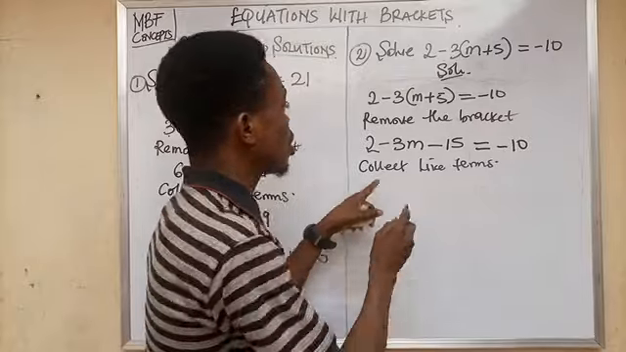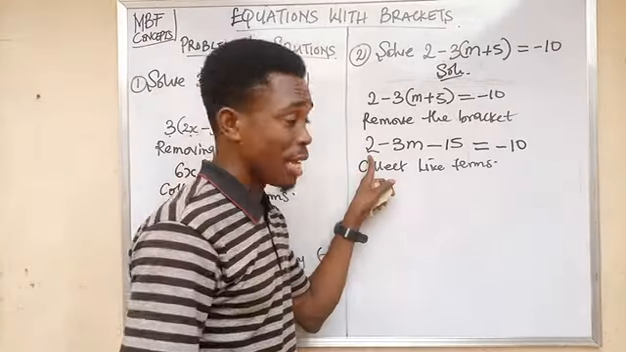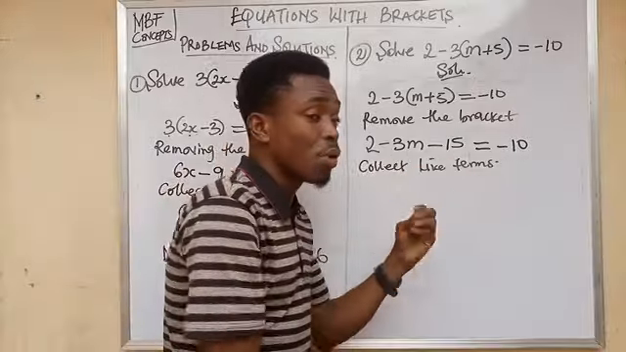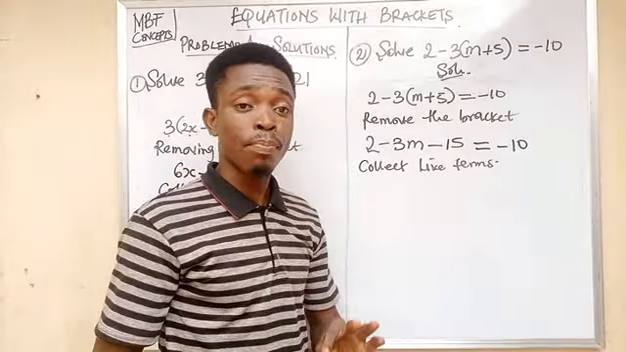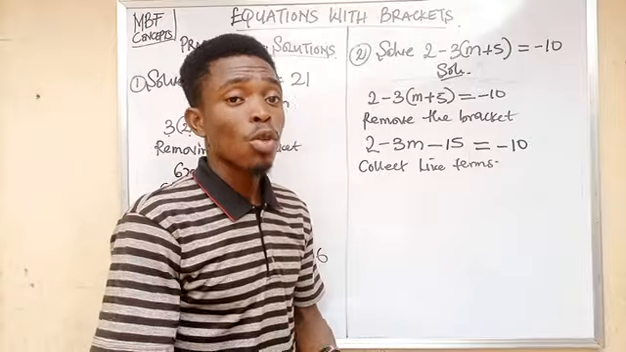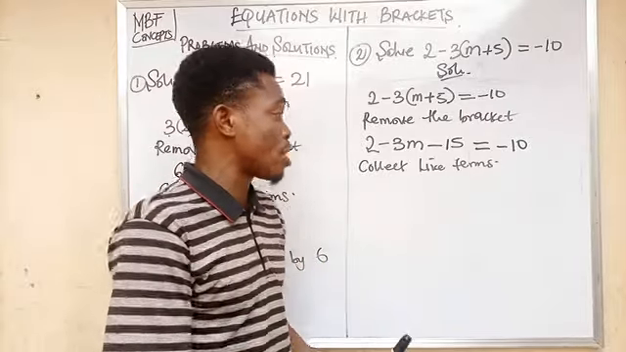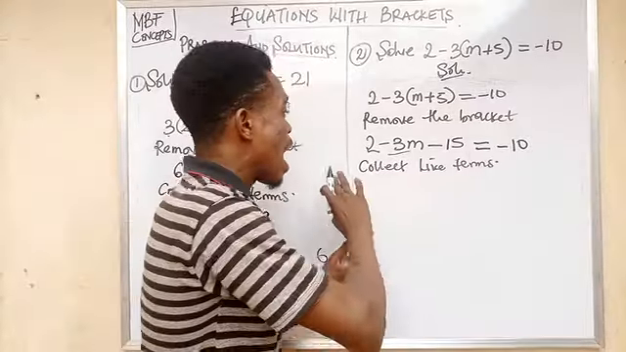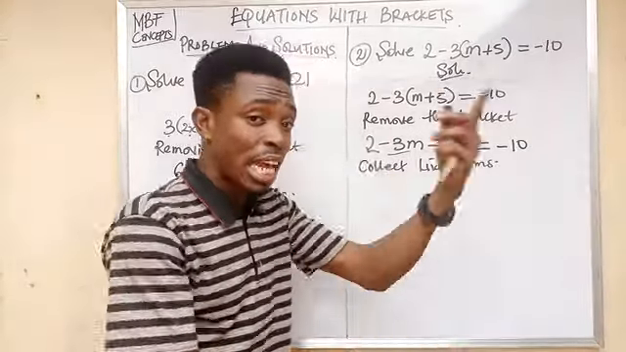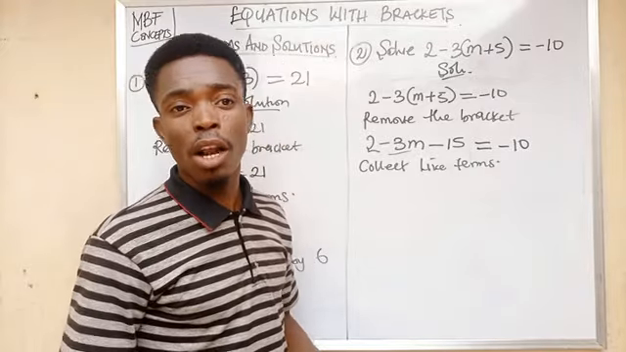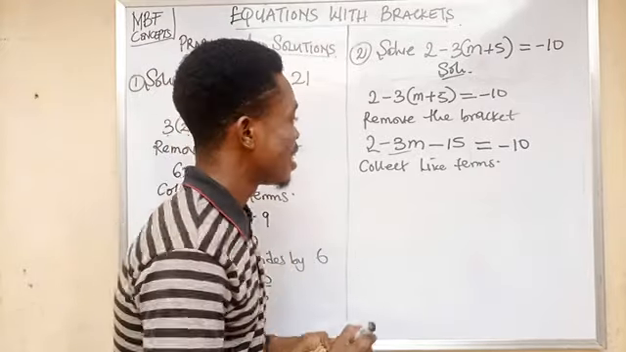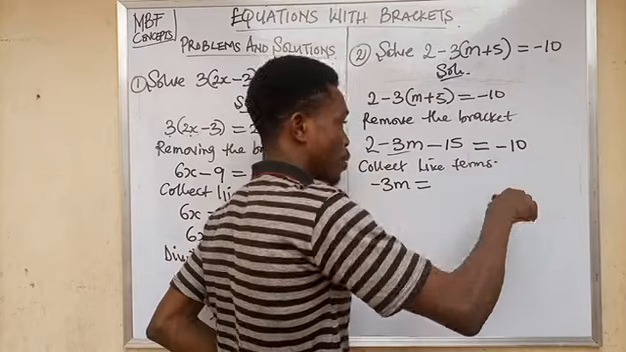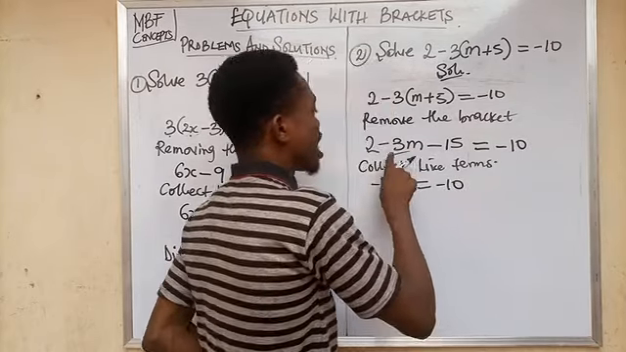So by standard, we know that 2 is a constant. Minus 15 is also a constant. Therefore, these 2 and minus 15, we need to take them to the right hand side because constants are meant to occupy the right hand side, while variables are meant to occupy the left hand side. So we are going to leave only minus 3m at the left hand side, while 2 and 15 we will take them to the right hand side because that is where they belong. Then we are going to have minus 3m is equal to, this one is right in position, so just put down minus 10.